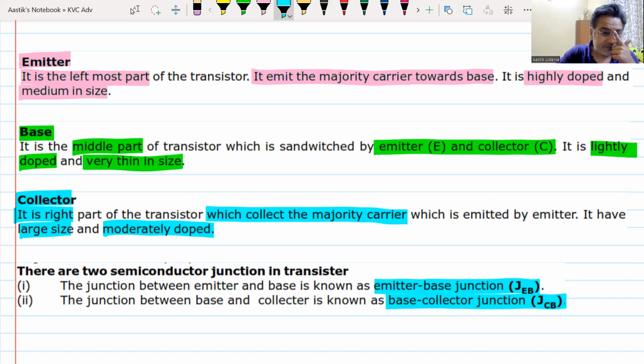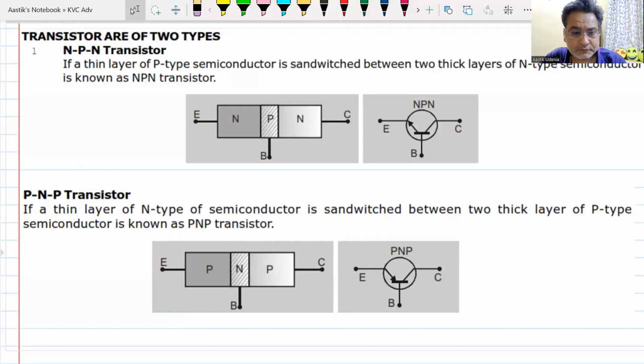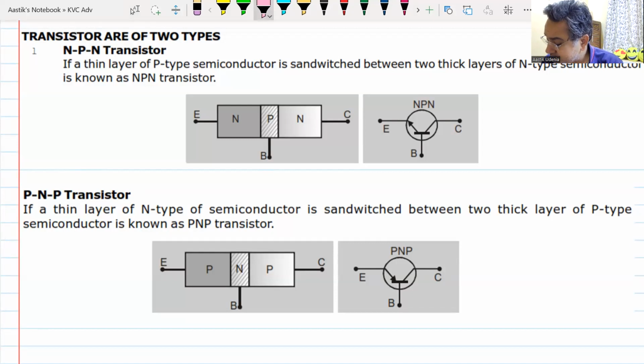Do we understand this? Just have to note it down. Take a deep breath, close your eyes, note them down very, very carefully. Well, as I said, transistors are of two types, NPN, where between two N, one P is sandwiched. Do we see this? Yes, sir. Left hand side, emitter, middle, base, right hand side, collector. NPN, the direction of this current is from P to N.